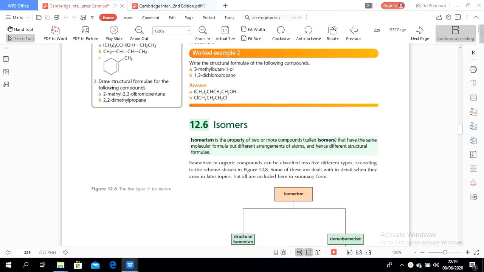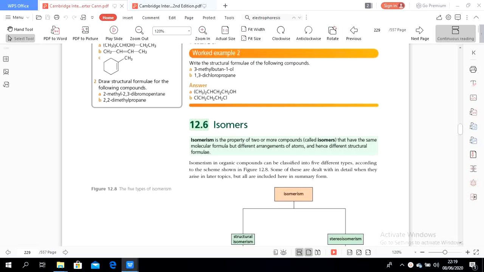Now we are going to study about isomers. This is the continuation from chapter 12 that we learned yesterday. Yesterday we learned already from 12.1 until 12.5. Now we are learning 12.6 about isomers.